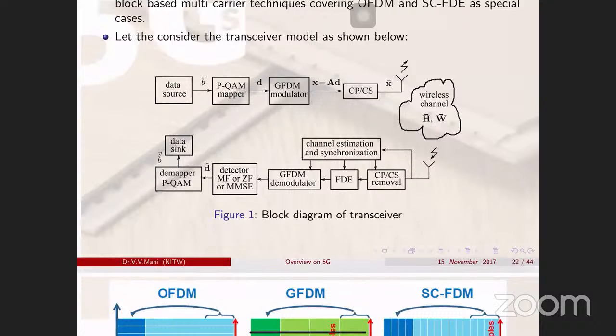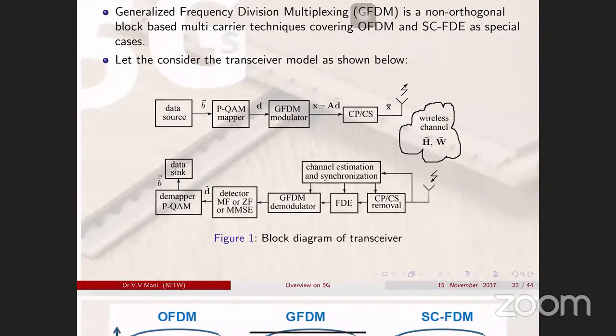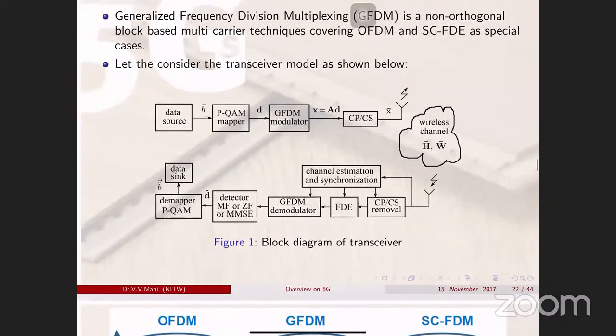We remove the cyclic prefix, we do equalization, and channel estimation and synchronization are the most important issues in GFDM. Then we go through the GFDM demodulator, then we use a detector, either matched filter, zero forcing, or MMSE filter, and we do the demapping and take the data estimate. A typical block diagram of a GFDM system looks like this. So what is new to us? The new thing is only the GFDM modulator.